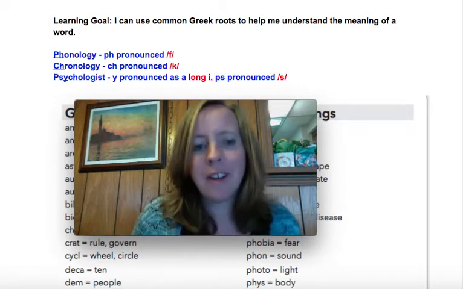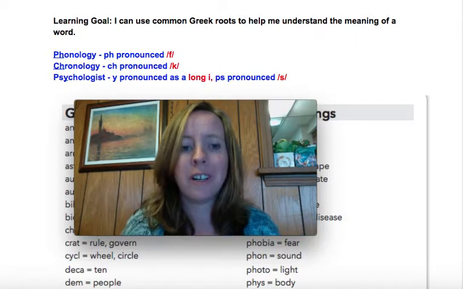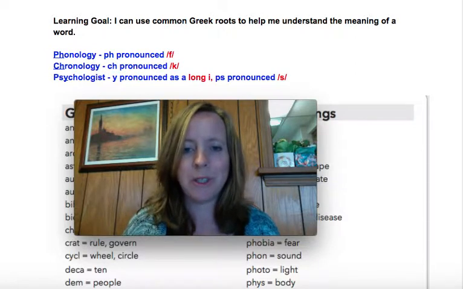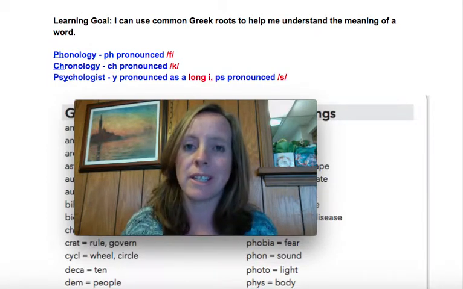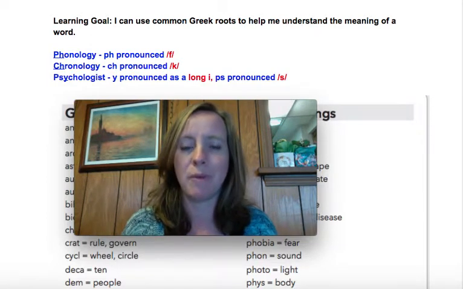So today for our language goal, our learning language goal is I can use common Greek roots to help me understand the meaning of a word. So this is nothing new. We've been working on this for a couple of weeks now, and we had been working on this before we left for break.